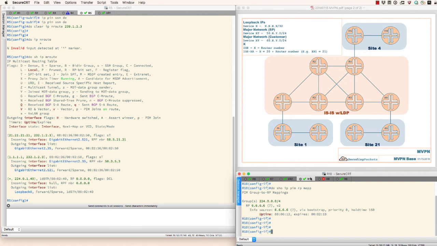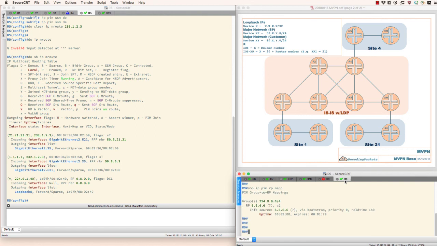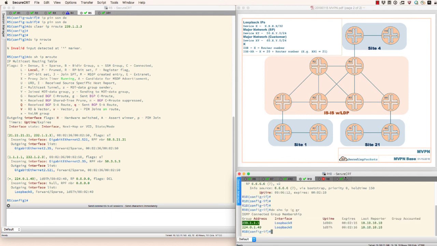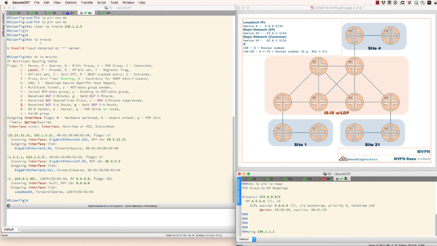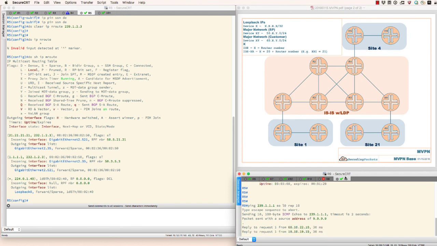R6 should be, there was a group that was joined on here. Let's take a look at that. Do show IP IGMP groups. And what R10 had done was join the group 239.111, and we should be able to ping it from R9. Let's really quickly try to do that. Ping 239.111, or is it 111 or 123? 111. And we will ping it from the source address of loopback 0, and we'll repeat about 10 times. And we'll try to see if that actually works, which it is.